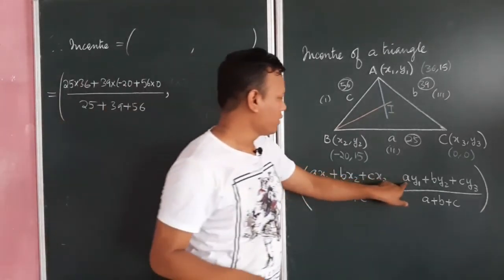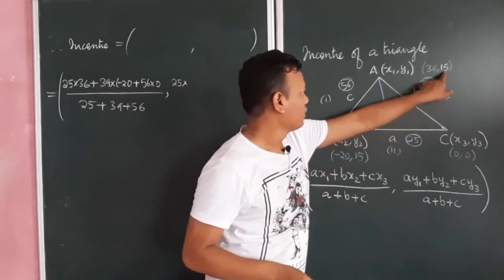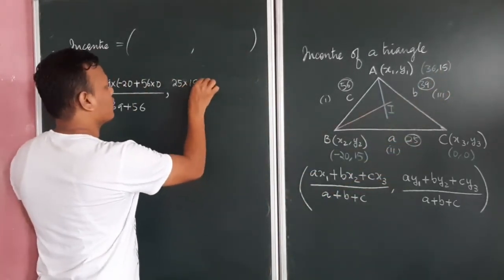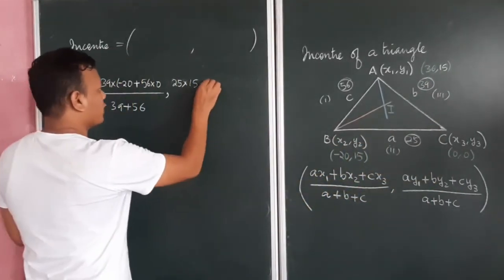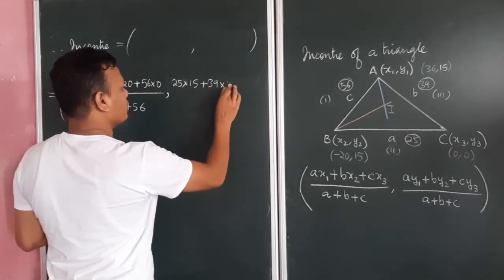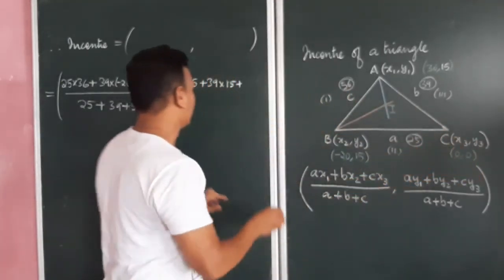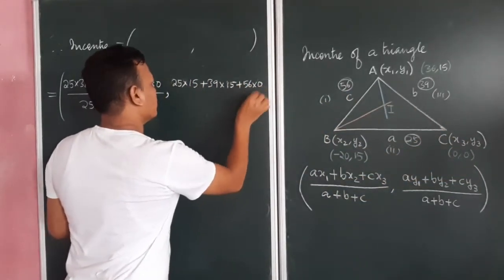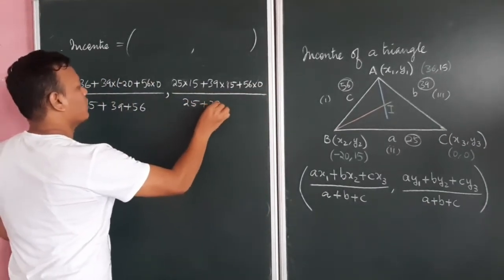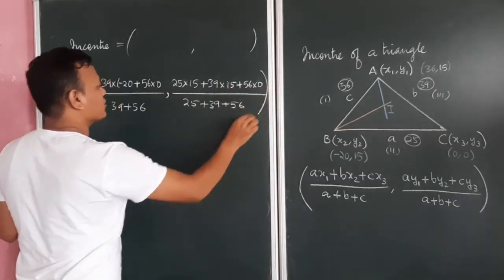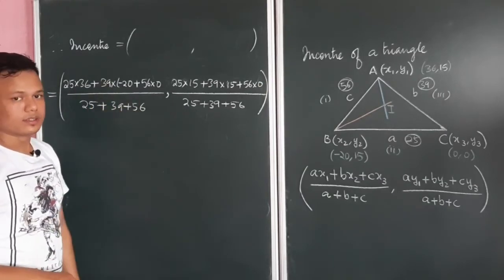So let us find what a y1 is. A is again 25, and y1 is 15, plus b y2. So b is 39 and y2 is 15. So it is 39 into 15, plus c y3. So c is 56 and y3 is 0. So it is 56 into 0, whole divided by again a plus b plus c, that is 25 plus 39 plus 56. Okay, so quickly calculate this, do the cancellation and see what your answer will be.